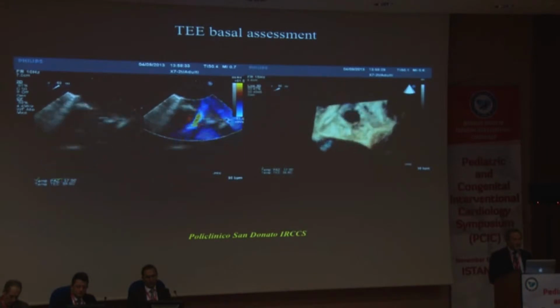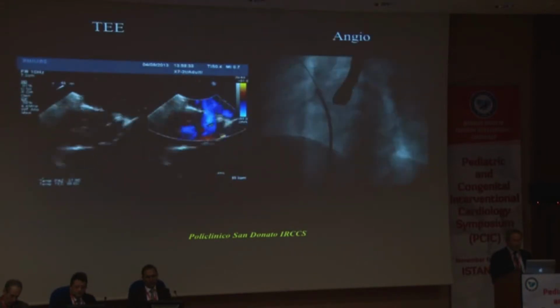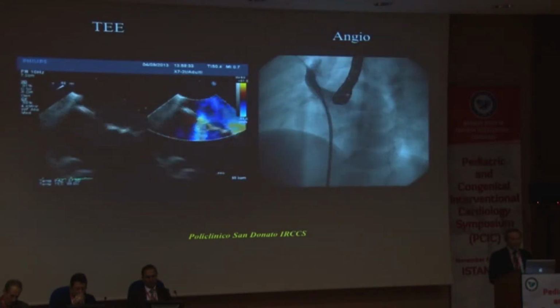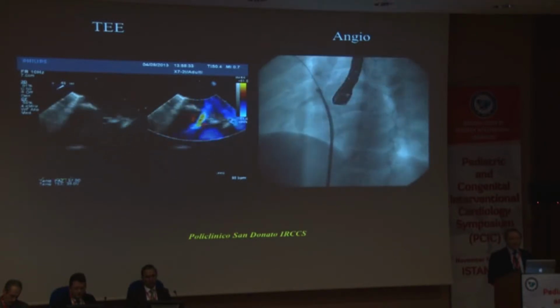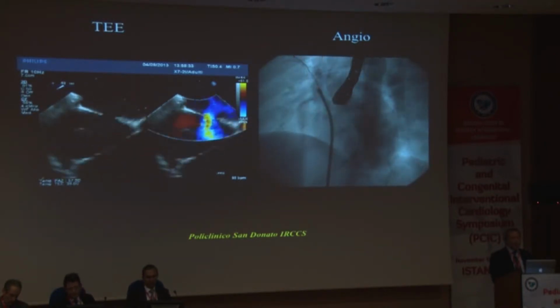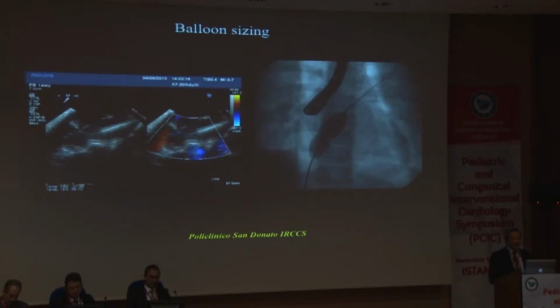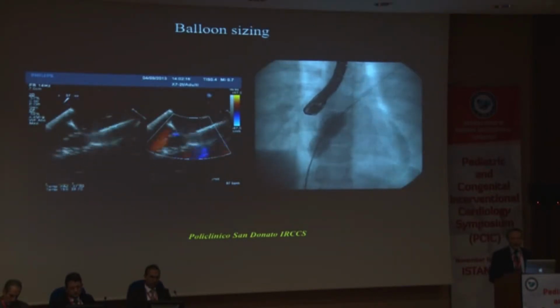echo. That's a small ASD with very nice definite rims. We don't need to do an angiogram just to see, in this particular case, the good correlation between the fluoroscopy and the echo. Well, that's the issue of sizing, balloon sizing.